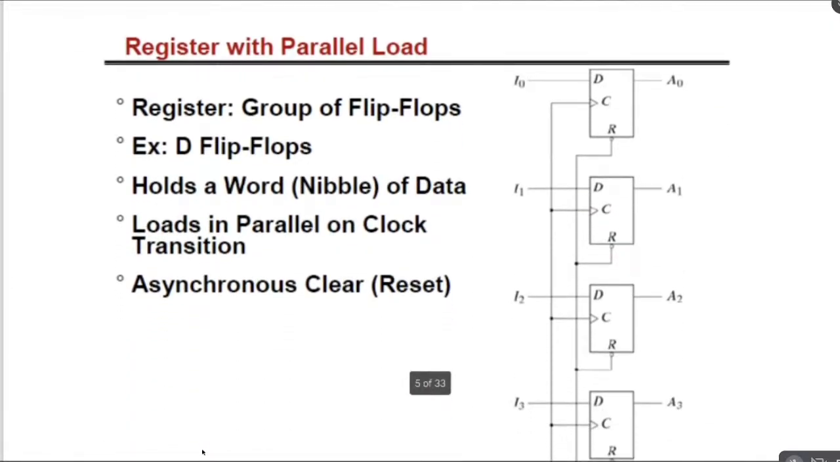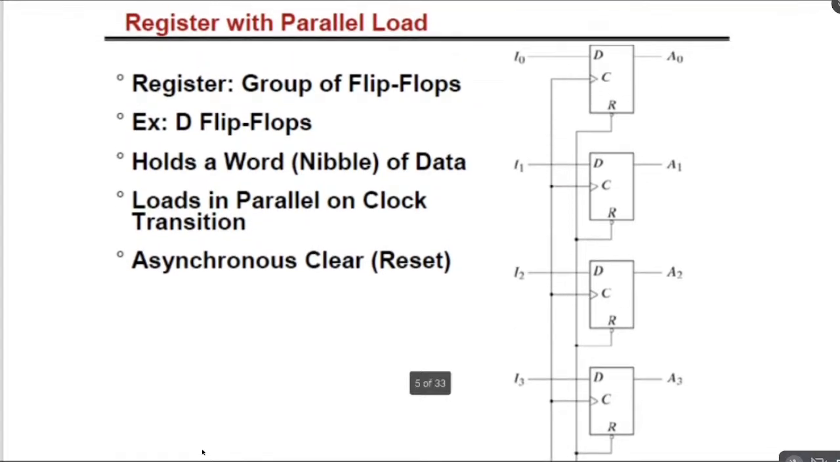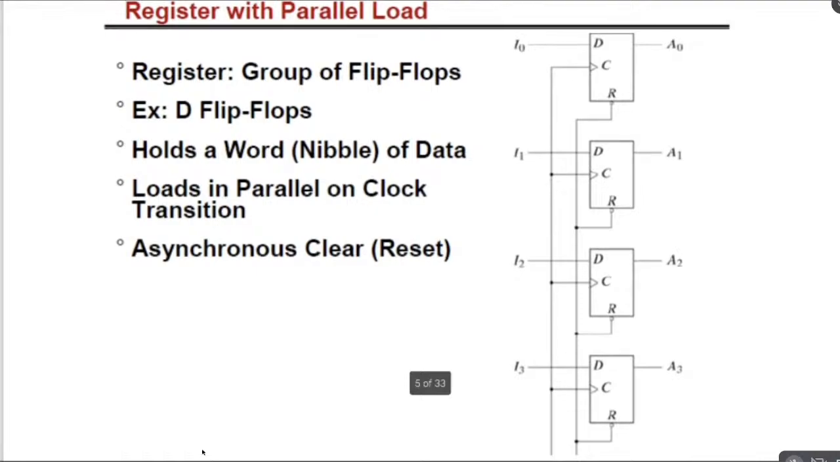Okay, so this is our first register. Let's see what this register is doing. I see D flip flops being used. I see four D flip flops, no? So nibble is 4 bits, I guess. So it holds 4 bits of data and loads in parallel on clock transition.